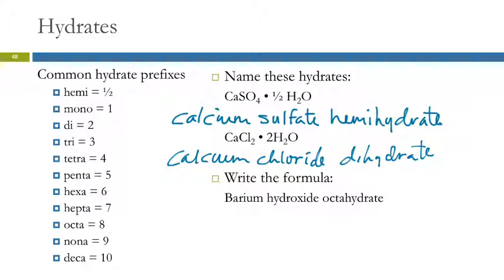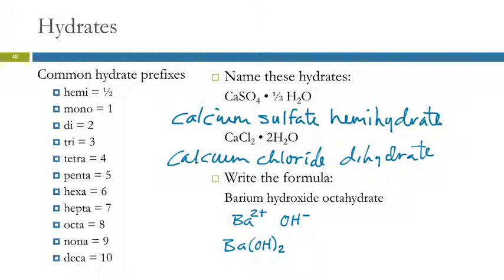Barium hydroxide octahydrate. Write the formula. What's the formula for barium ion? Ba2+. Because barium is in group 2, it has a +2 charge. What's the formula for hydroxide? OH minus. How did you know that? You memorized it, yes. Okay, so how do we put these two together? Ba and then OH in parentheses with a 2 on the outside.